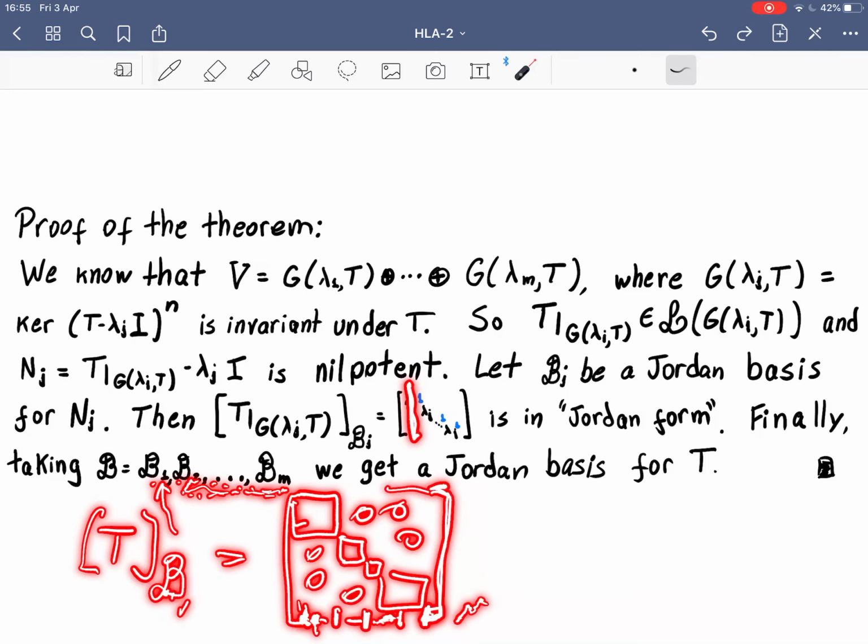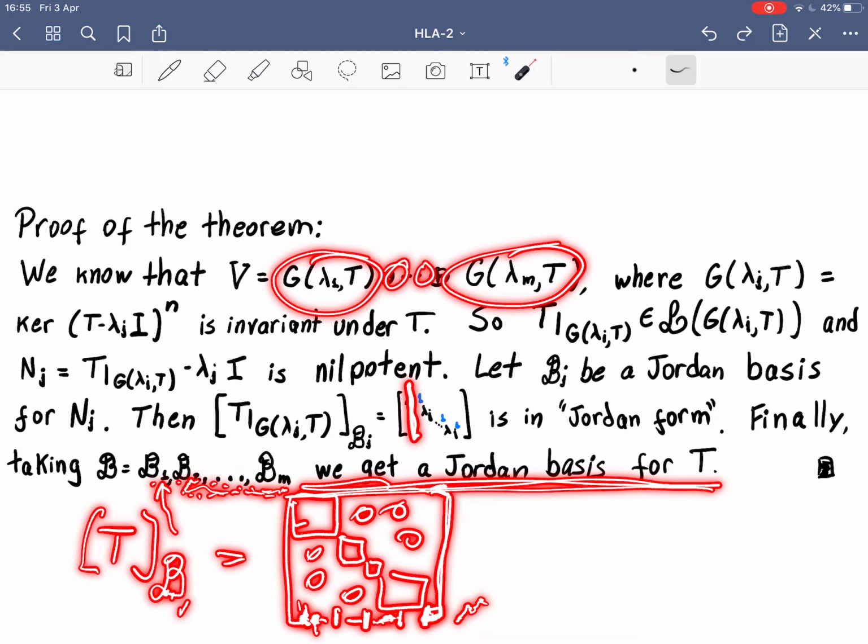Okay? So what did we get? We got a Jordan basis for T. All we had to do was break V into generalized eigenspaces, work on each one separately, find the bases there, and put those bases back together.